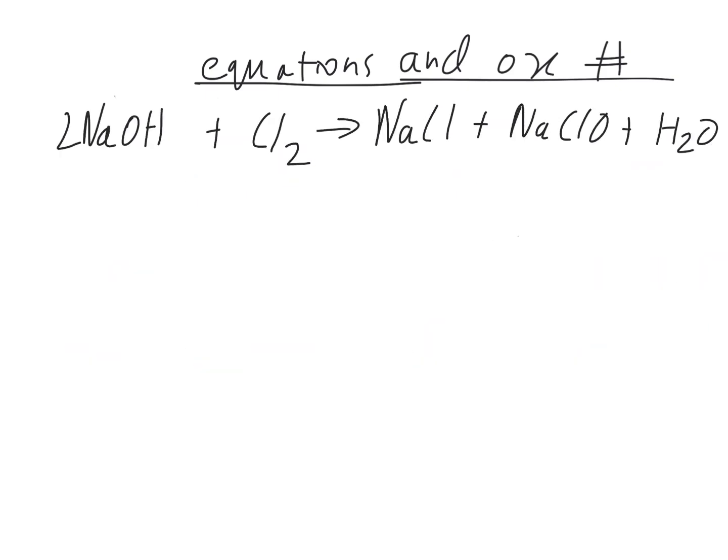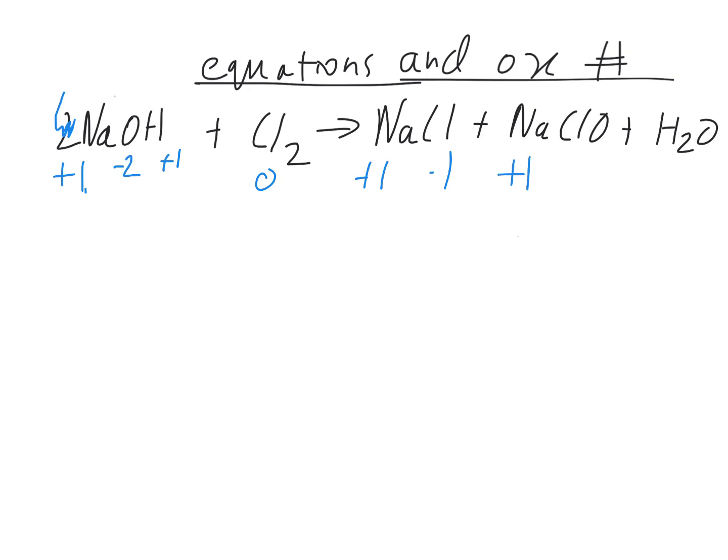Our final example is a bit of a tricky one. Pause the video and have a go once again. If you've worked it out correctly, your sodium should have an oxidation number of +1, oxygen should be -2, and hydrogen should be +1. Now remember, you ignore the coefficients, that 2 in front of NaOH, you can kind of ditch it if you're working out oxidation numbers. Chlorine, 0. Sodium, +1. Chlorine, -1. Sodium, +1.